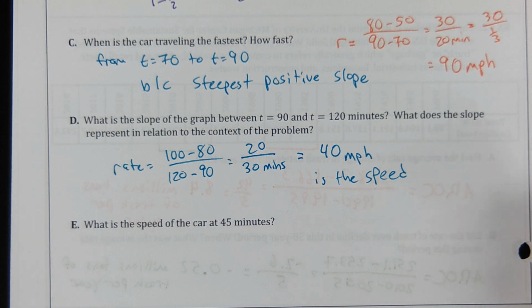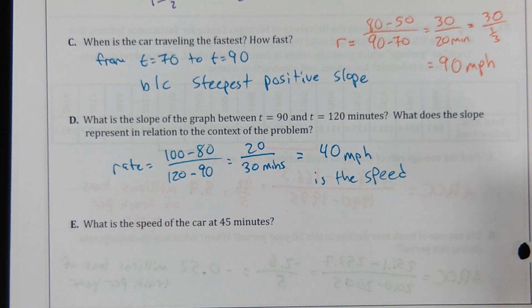But we can't say 2 over 3. Without units, it doesn't make any sense. You'd have to say 2 miles over 3 minutes. You could do that. But it didn't ask. But AP requires units for everything. The slope is just 40. The context is, that's the speed.